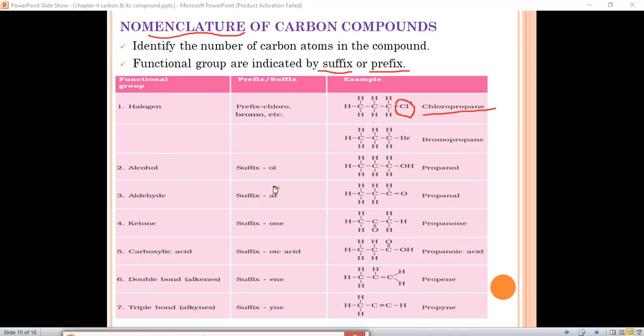Next one is aldehyde. For aldehyde, we use the suffix -al. Now again, we'll count the number of carbon atoms: 1, 2, 3, and the name of the compound is propanal. Next one is ketone.